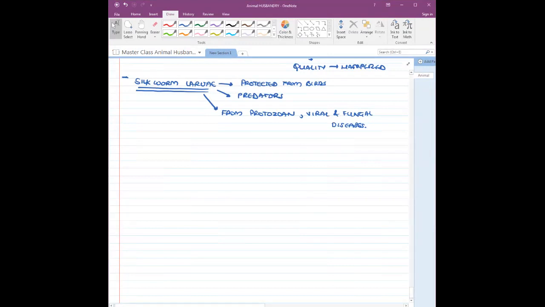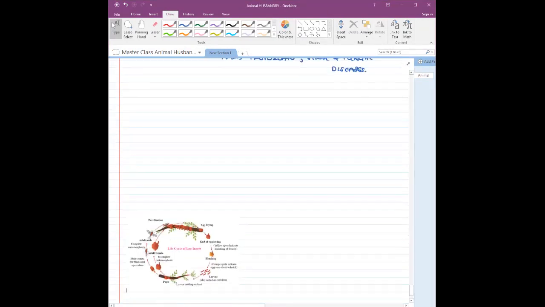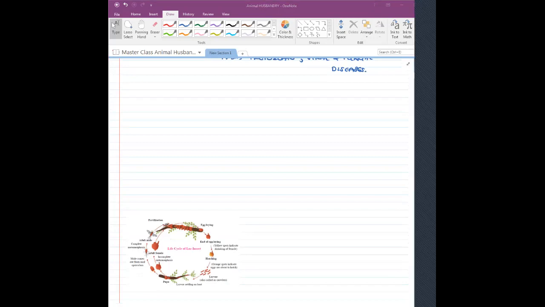One minute, I have taken a photo of the life cycle, so I'll paste that as well. One minute, I'm just pulling out a picture of those lac bangles.